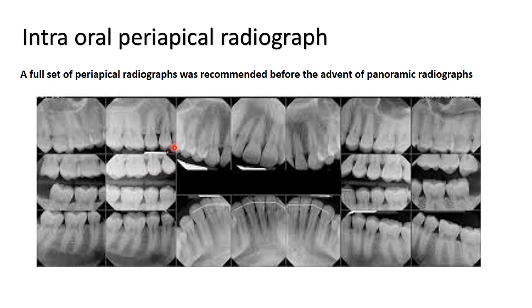A full set of periapical radiographs was recommended before the advent of panoramic radiograph, but this means there is extra radiation that the patient might be exposed to. So usually this type of view is not taken anymore, and the full mouth radiograph has been substituted by panoramic radiograph. Usually we take either anterior teeth radiograph, upper or lower, or the posterior teeth periapical radiograph.